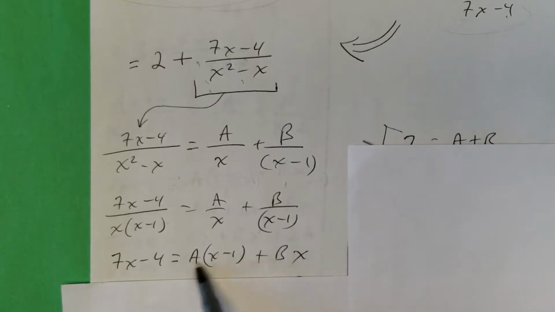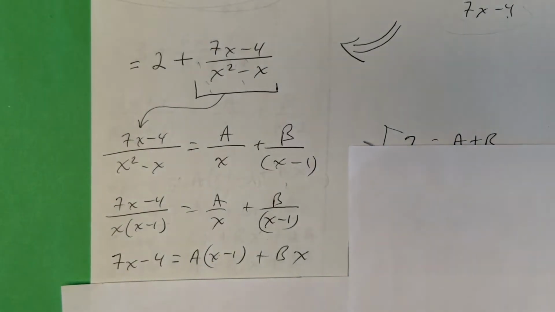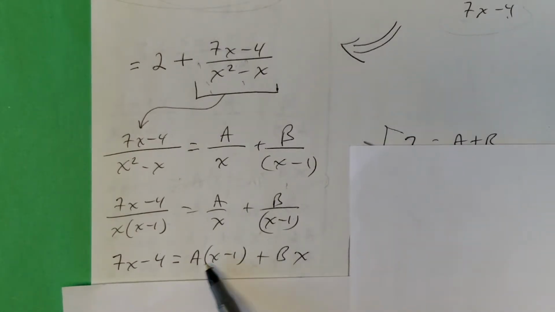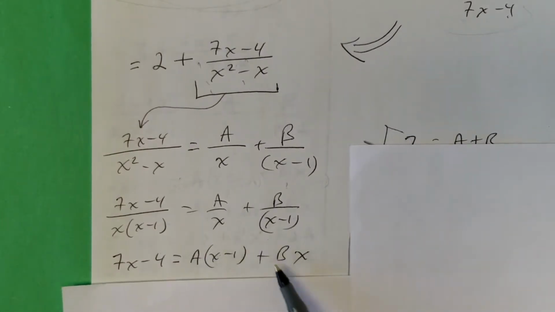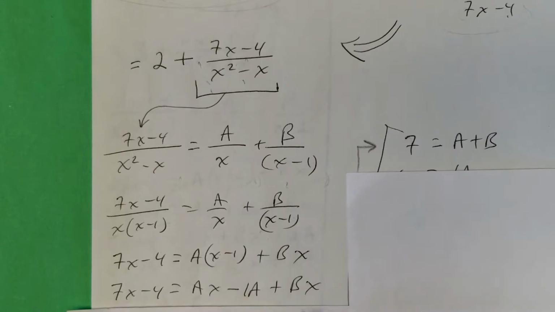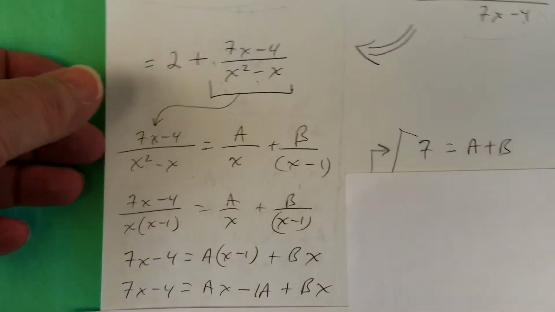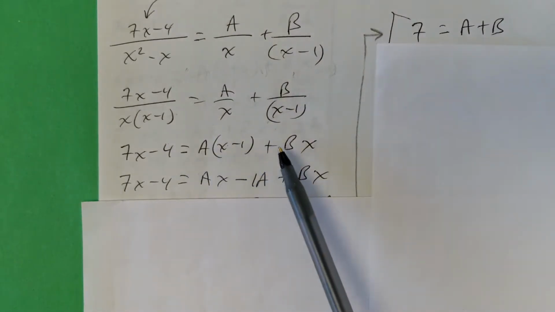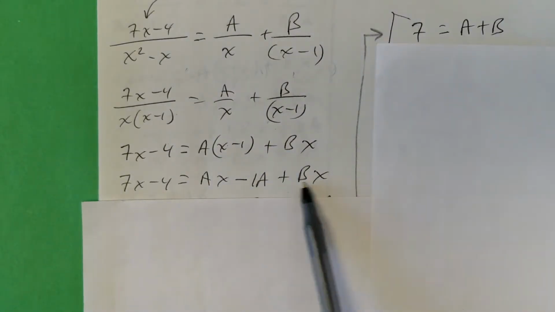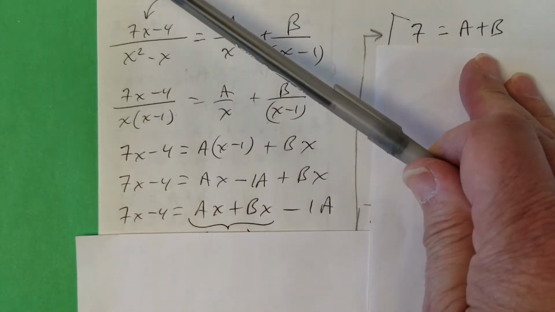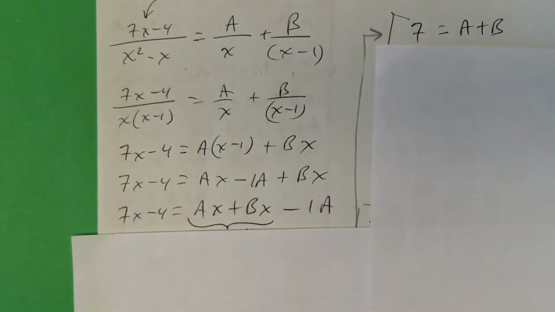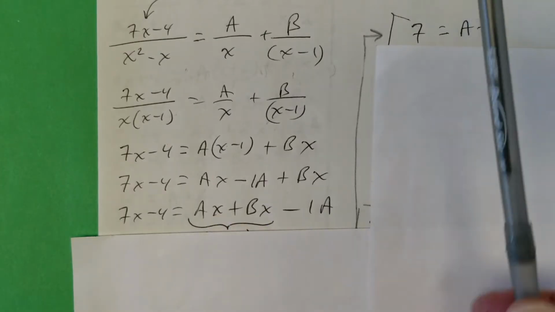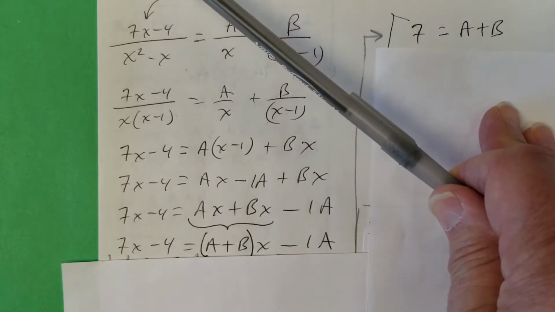So now we deal with this. And now we do the matching part. Nope, not yet, because we have to distribute the A to get this, and now we put the x terms together. I distributed the A, so I got Ax and Bx, so put those together to get Ax plus Bx, and then we put those together to get (A plus B)x.